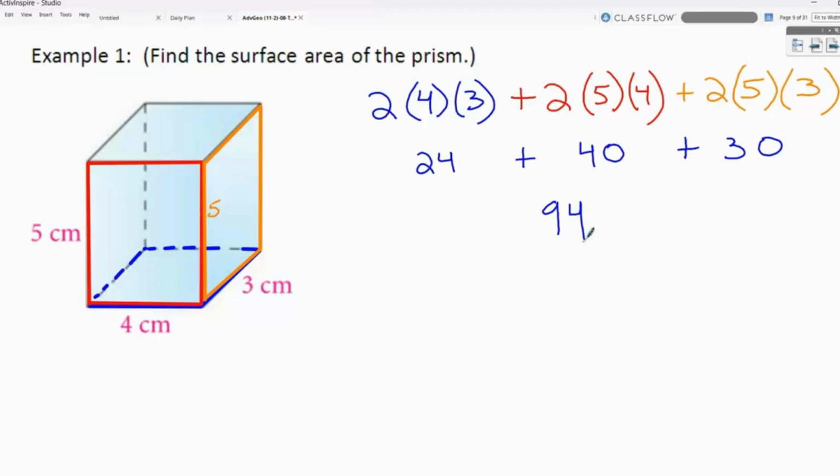Now, these are areas. And areas are always measured in square units. And so in this case, this would be centimeters squared. So we really want to try not to overthink this and just stick to simple shapes and finding the areas of those shapes.